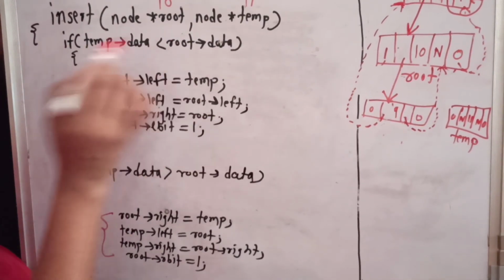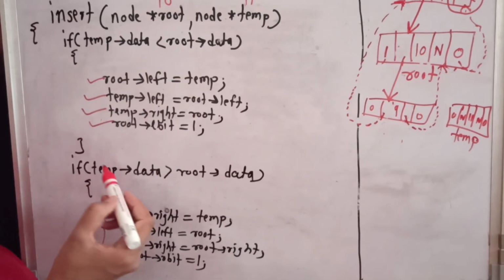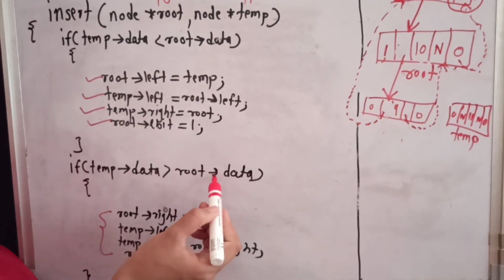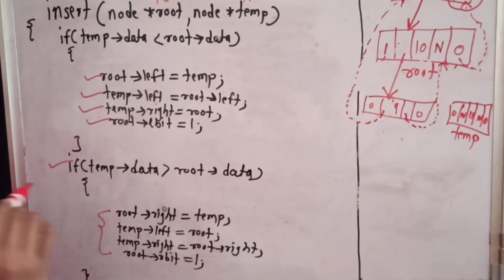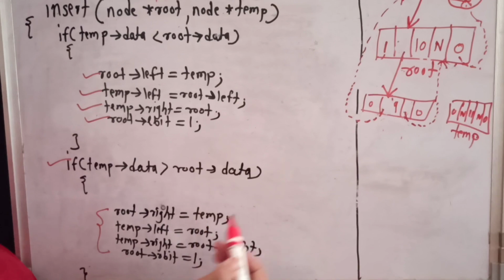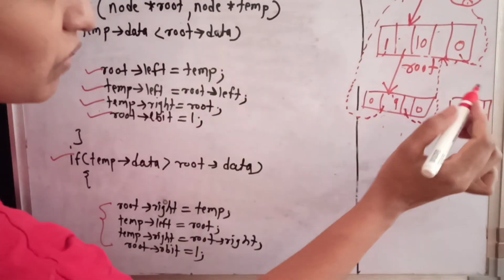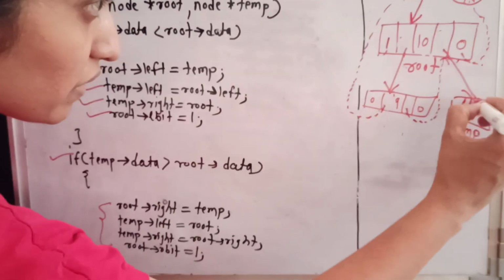So it will come inside and check this condition: if the temp data is less than the root data. The condition will be false here, so it will come inside the next if. If temp data is greater than the root data, this condition will be true. It will come inside and check the first statement, root right is equal to temp. So that means this right null will be replaced with the actual pointer like this.